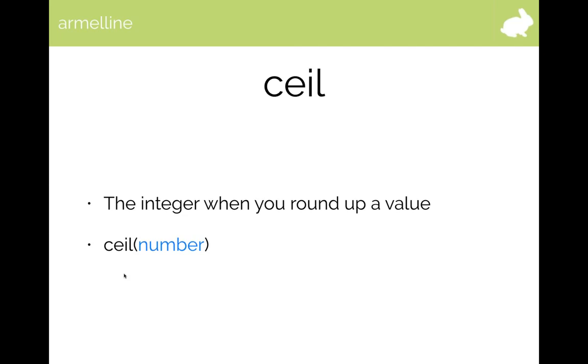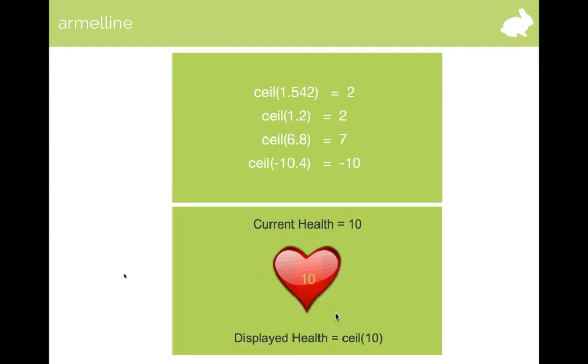Ceil is simply the integer when you round it up. So if you've got a decimal place or any number of decimal places and you use ceil, it will round those up no matter what it is. So if you've got ceil 1.542, it's going to round up. But if you've got ceil 1.2, it's also going to round up. And negative will round up as well.